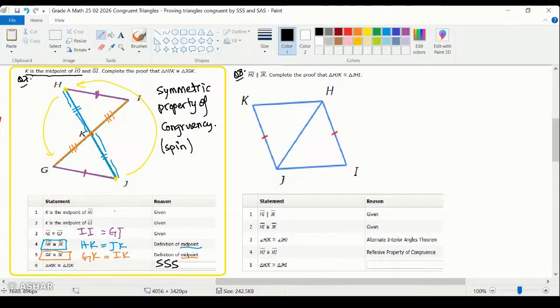Okay, let's see. What they are saying is HI is parallel to JK. Where is HI? The line HI, this line is parallel to JK. Let's make the sign of the parallel. Let's put an arrow. You can always put a single arrow or a double arrow, it does not make a difference. Parallel.